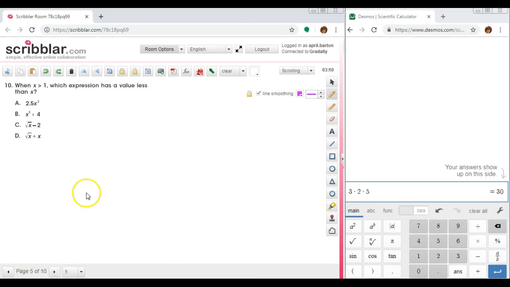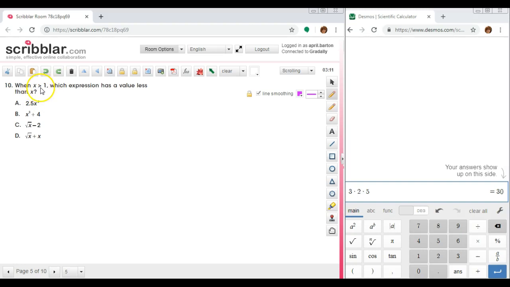So one more problem, problem 10. When x is greater than 1, which expression has a value less than x? On a problem like this, I prefer to pick an actual number. It's hard when there's a variable, so we're going to not use a variable.